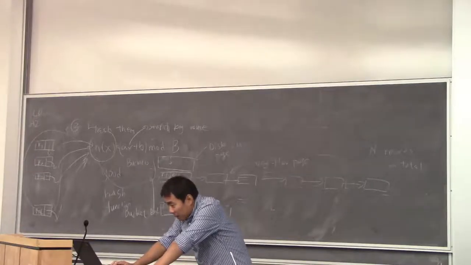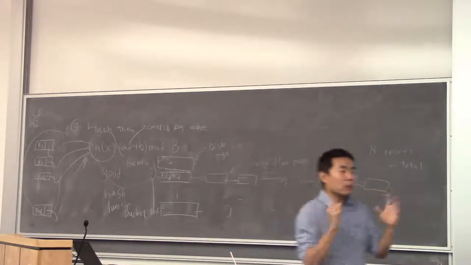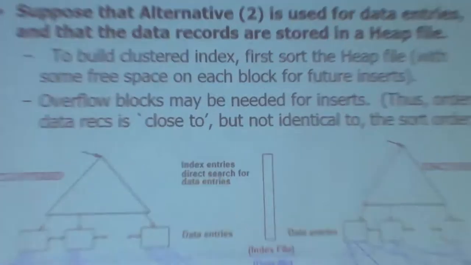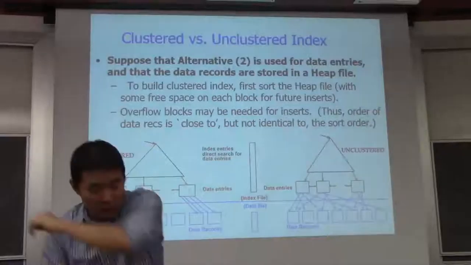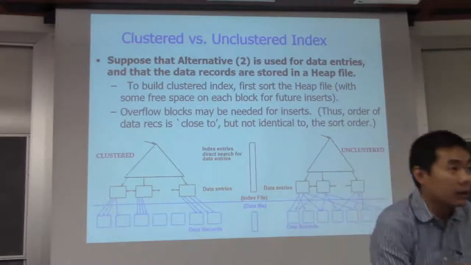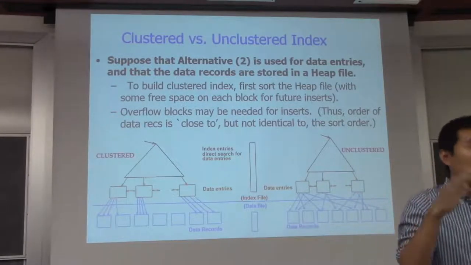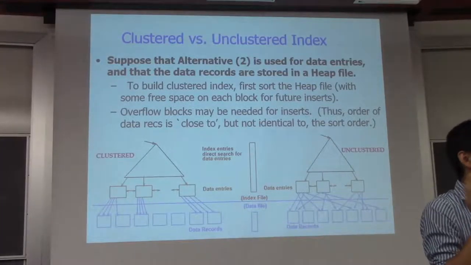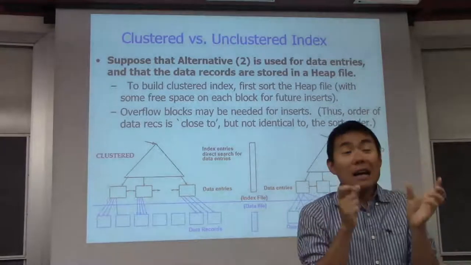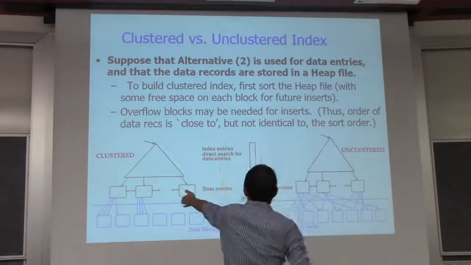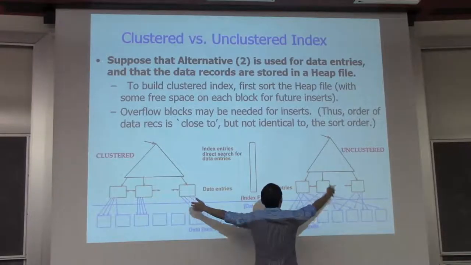Okay, good. Now we are ready to talk about cluster index and uncluster index. Strictly speaking, cluster index and uncluster index only apply, for now, let's consider only tree-based indexing structures. In that case, a cluster index is what is on the left, and the uncluster index is what's on the right.